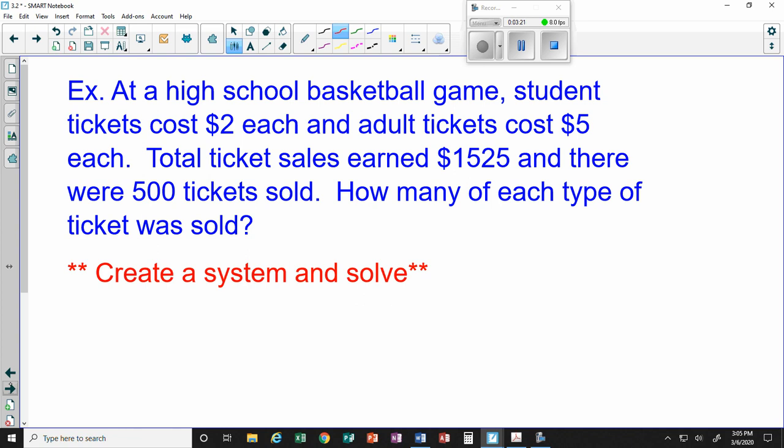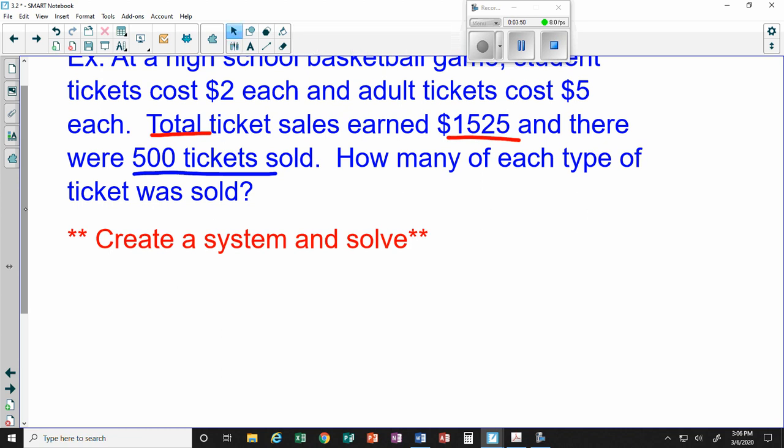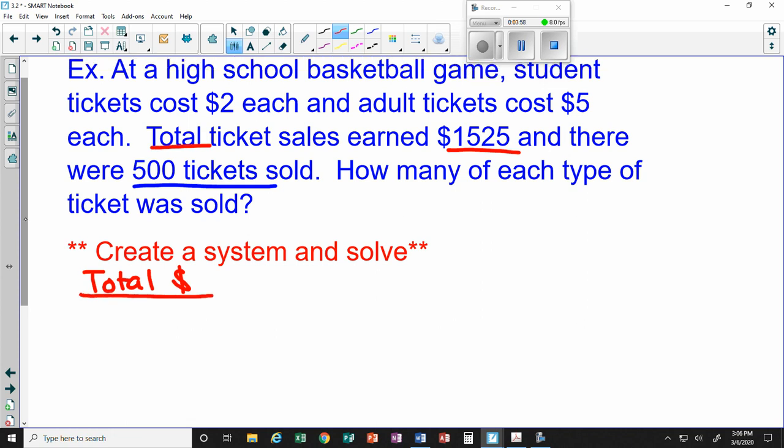So at a high school basketball game, student tickets cost $2, adult tickets cost $5. Total ticket sales earned. So this is a total dollar amount. That's going to allow me to find one equation. Then the other one is going to be the 500. The 500 is the total tickets sold. So there's my two equations I'm going to have. I'm going to write one for total dollars. So the total dollars are 1,525.